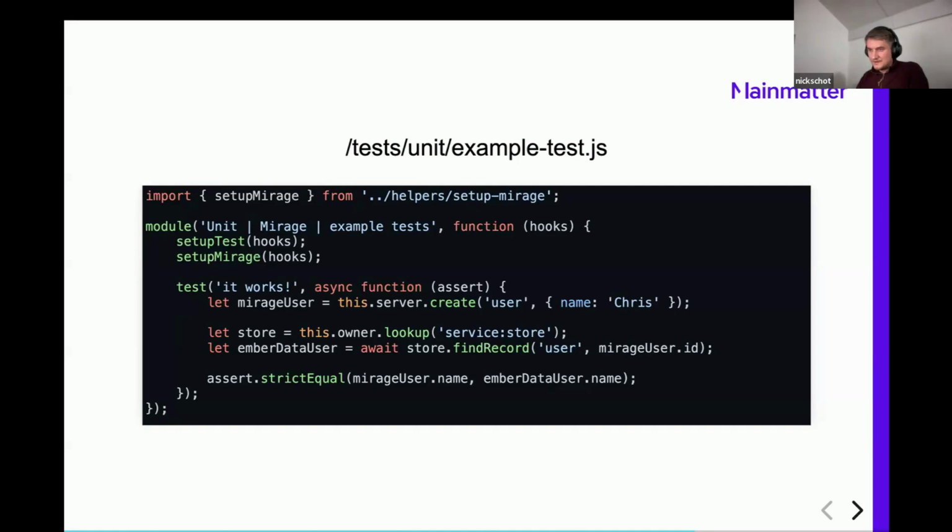You can also see that I've very explicitly named the variables mirageUser and emberDataUser, because it's quite common for people to confuse the two and try to pass Mirage models to components. And that might work sometimes partially, but can get very confusing very fast. And this helper can, of course, be used in all kinds of tests. Like in this case, it's a unit test, but this also works in integration and acceptance tests.